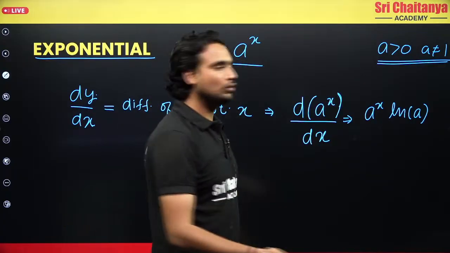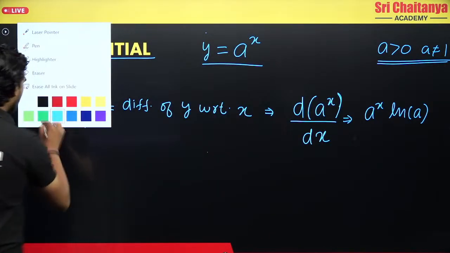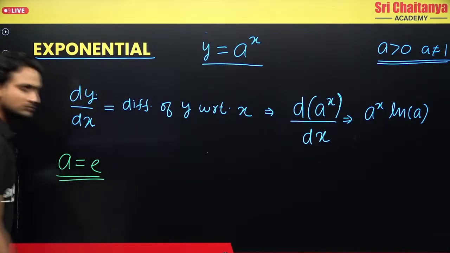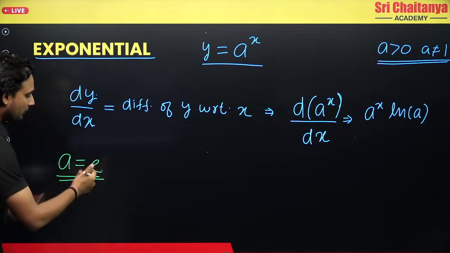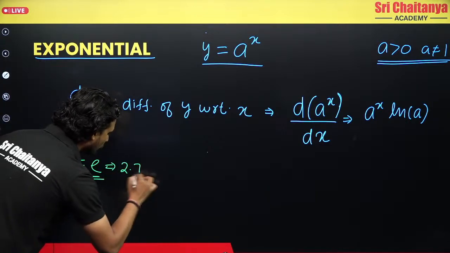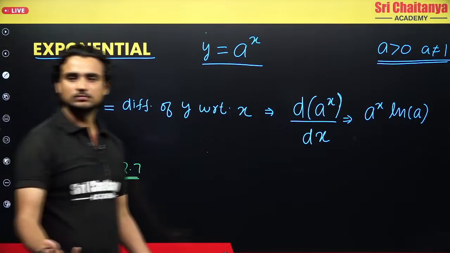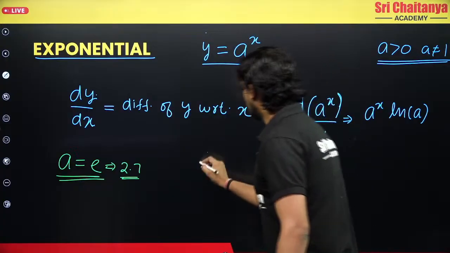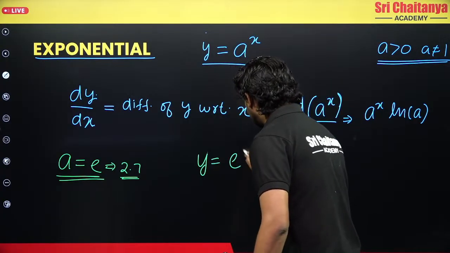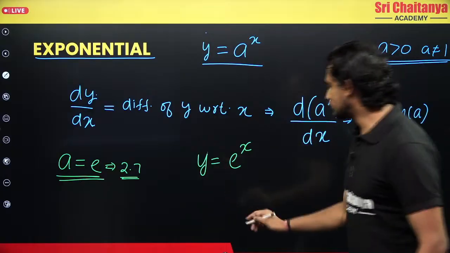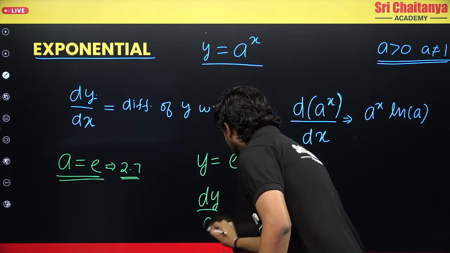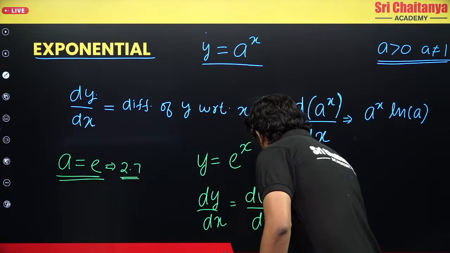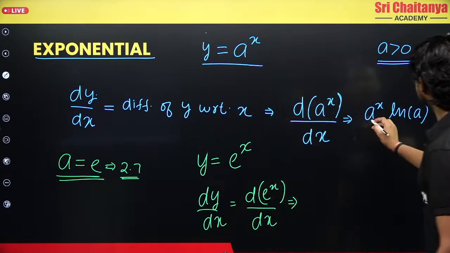Now let's do one more thing. If I take this a and substitute a equals e. Now what is e? We should not be afraid of this e. What is e? e is simply 2.7, a value. So if I substitute this value here, my function becomes y equals e power x. And the differentiation dy by dx will be equal to the differentiation of e power x with respect to x. Take this formula as my final answer.